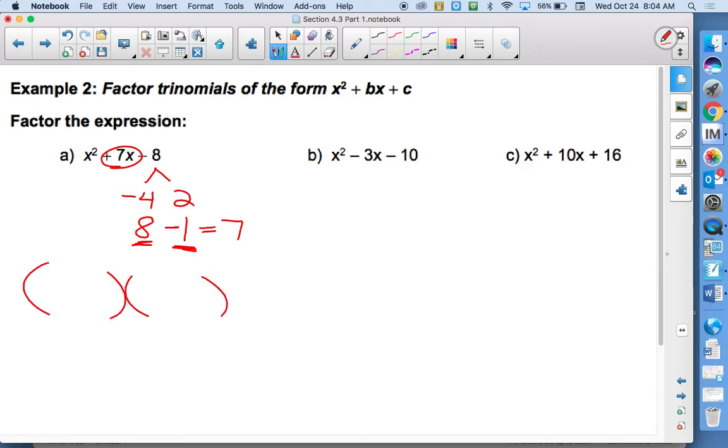Our goal now, because it's a trinomial, is to have 2 sets of parentheses. In those parentheses go x, because there's an x squared here, and the only way we can get an x squared is to have an x times an x. And then the 2 factors that you decide on go next to the x. So it's a positive 8 and a negative 7. Sorry, a negative 1.